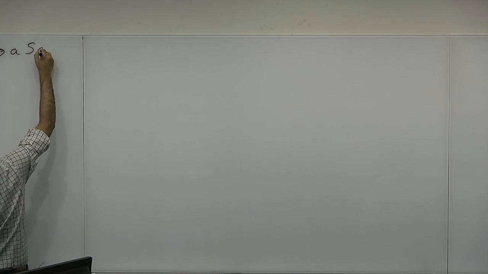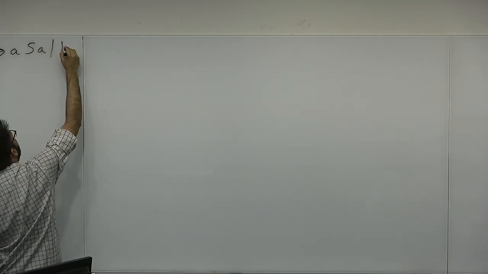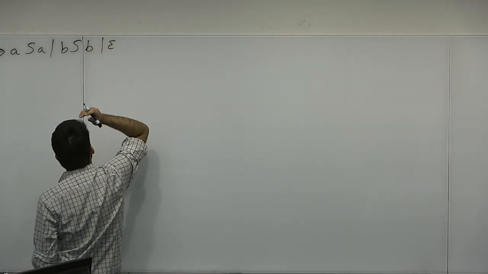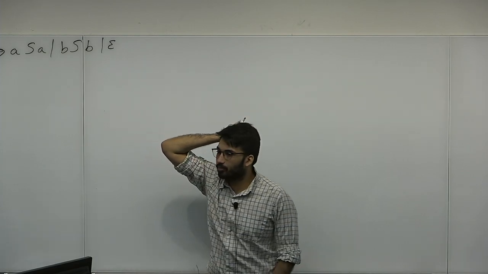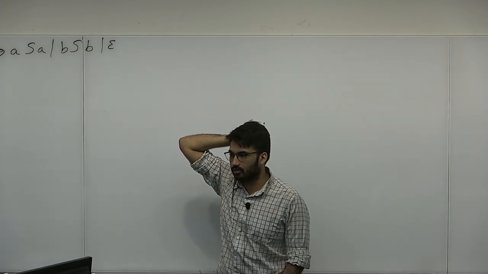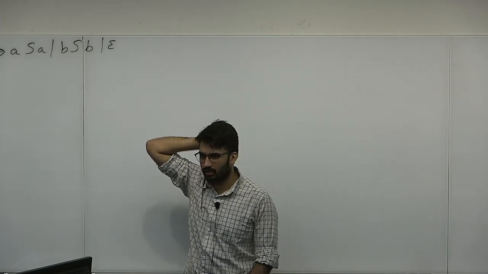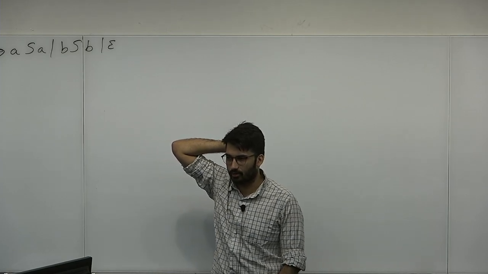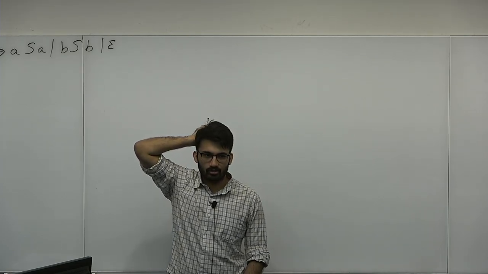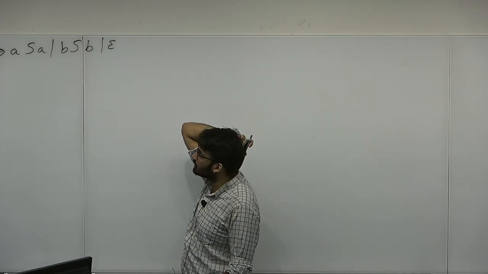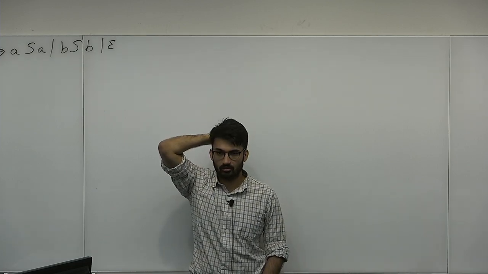Let's consider the set of rules R: S goes to A S A, or B S B, or epsilon. You should be able to get quick at looking at a grammar and determining, just by sampling a few strings it produces, what the language should look like. What are the properties of the language? If you had to guess, let's give you a minute to think about this one. What would you guess that this grammar produces?